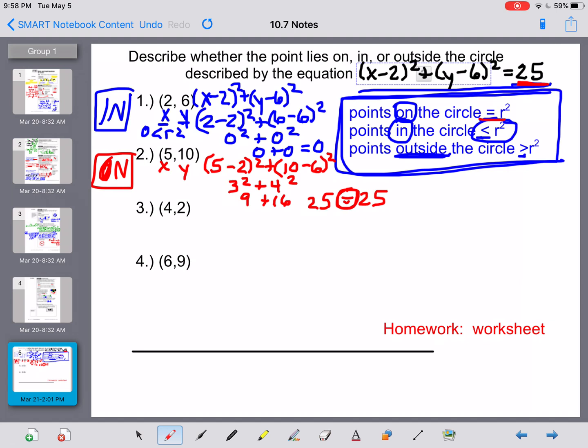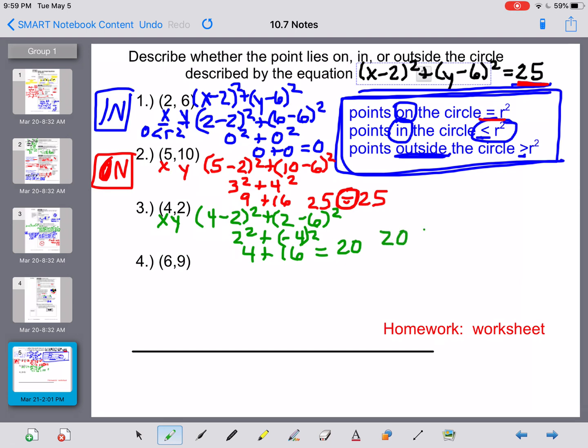I have the point 4, 2. So once again, there's my x, there's my y. So I'm going to plug in 4 for my x. 4 minus 2 squared. I'm going to plug in my y, so 2 minus 6 squared. I'm going to check my math. 4 minus 2 is 2 squared. 2 minus 6 is negative 4 squared. That gives me a 4 plus a 16, which is 20. Well, 20 is smaller than 25. Since 20 is smaller than 25, that means that once again, I have to be somewhere inside the circle because I'm smaller than the radius squared. I should say smaller than the radius squared. All right, one more to go.